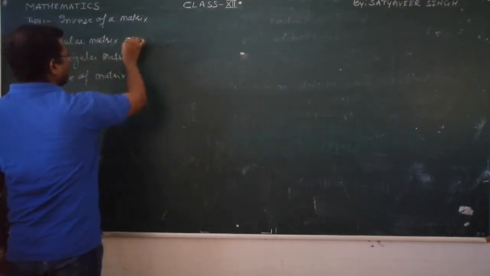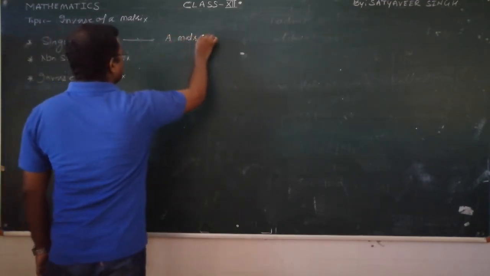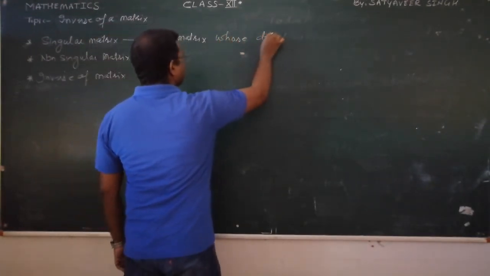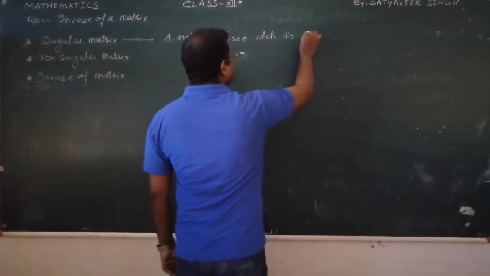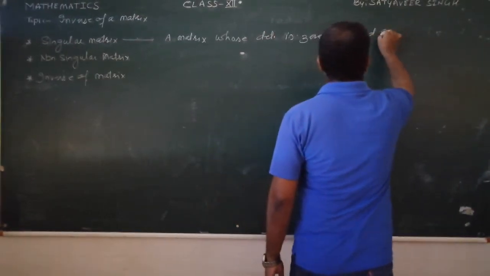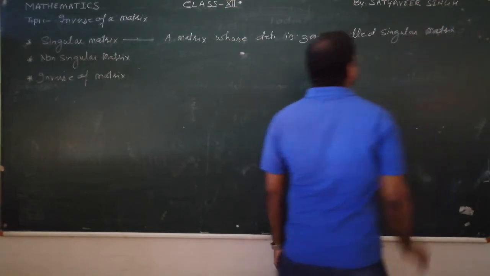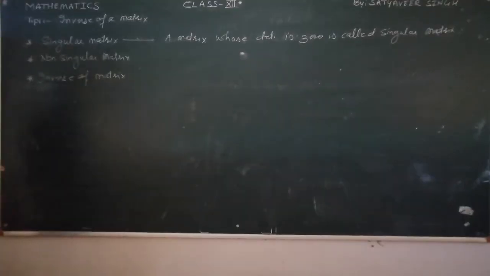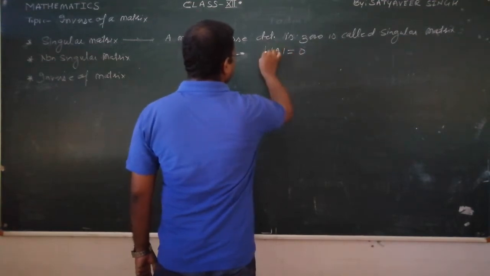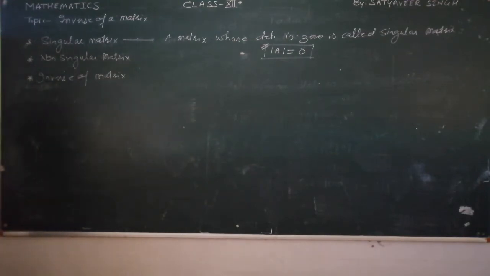Here we can understand what a singular matrix is. A matrix whose determinant is 0 is called a singular matrix. It means a square matrix whose determinant is 0 is called a singular matrix. We can say if determinant A is equal to 0, that is singular.